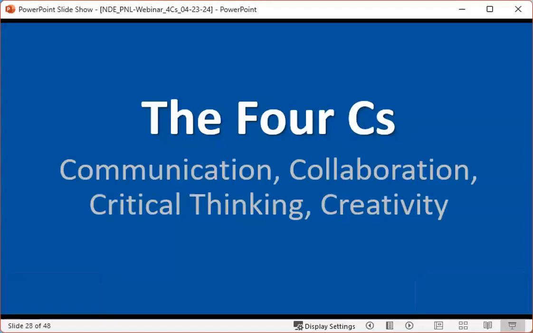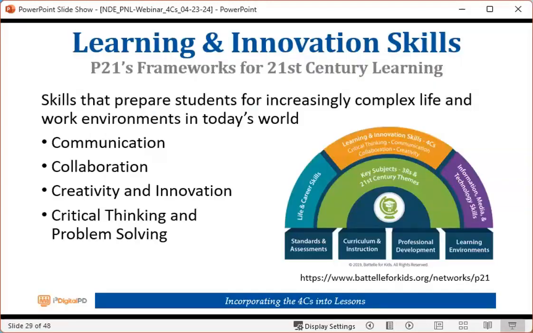And I'm going to go through this quickly so we can get to that really cool activity, because we've already talked a lot about communication, collaboration, critical thinking, and creativity. It actually comes from the P21 framework for the 21st century. If you think about it, it was the late 1900s that the P21 came around and said, what do we need for the next century?